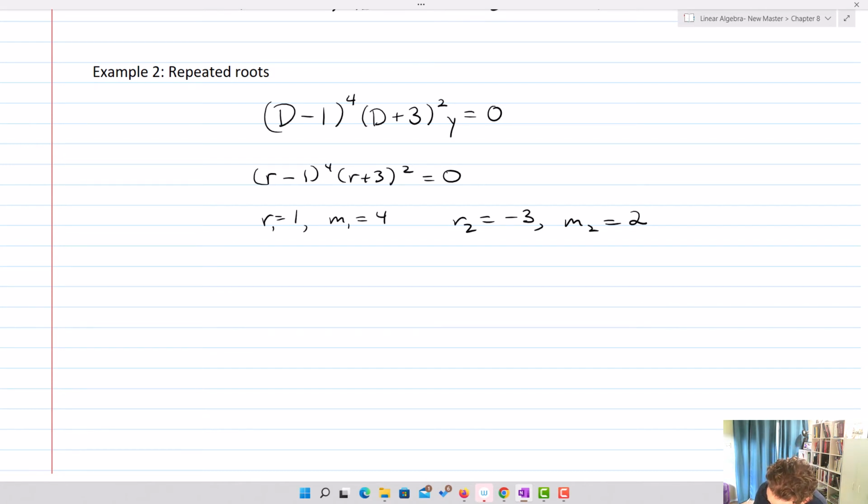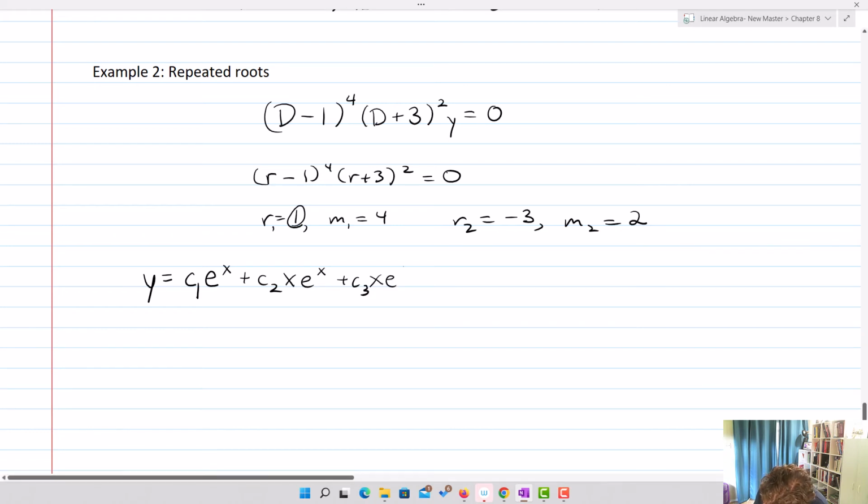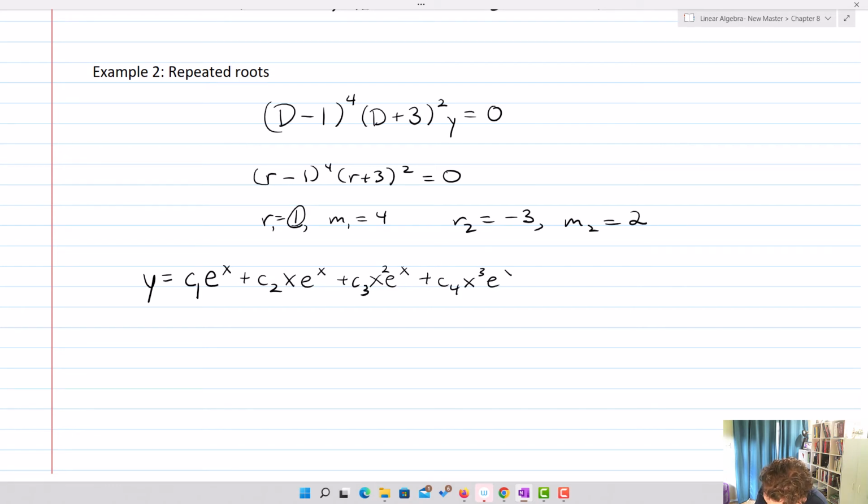We'll notice now we've got the ones for 4, so we're going to get y equals, and I'm going to write this all out as a single solution, c1 e to the x, because it's e to the 1x, plus c2 x e to the x, plus c3 x squared e to the x, plus c4 x cubed e to the x. And notice now I've got 4 solutions with that particular root, the e to the x root.